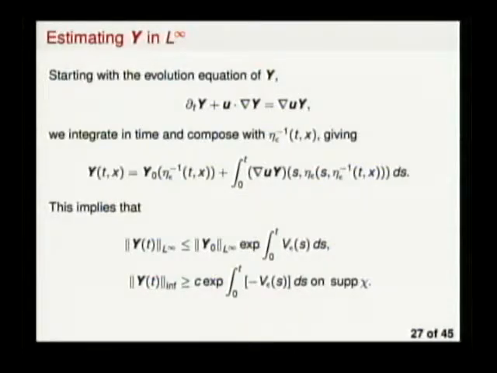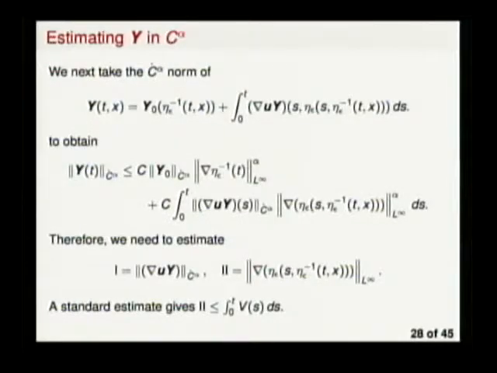We estimate y in two ways, in L infinity and C alpha. Estimating in L infinity is very simple. That's standard: go to the flow map by the L infinity norm, and you'll get the estimates on the bottom. This last estimate only applies on the support of chi, because you have to stay near your sigma, where you have a lower bound on y naught. And then to estimate in C alpha is slightly more complicated. We bring in the C alpha norm, and to do that we need an estimate right here. And this is a key estimate.